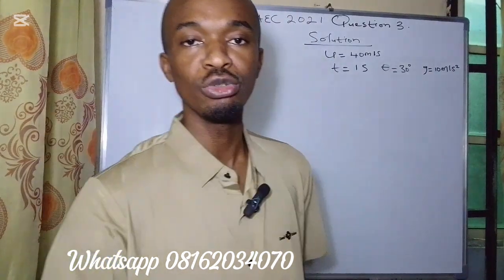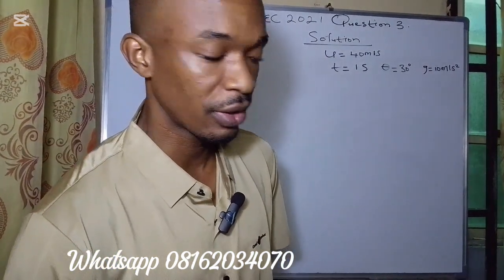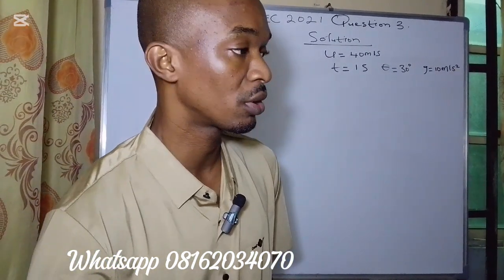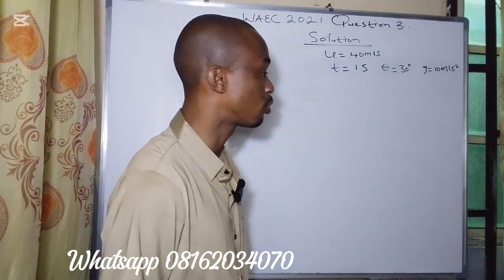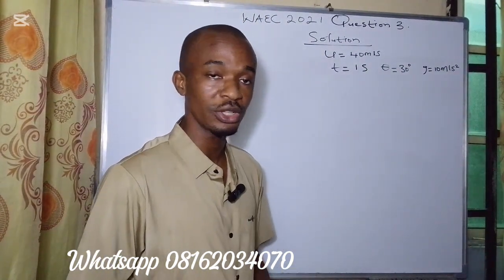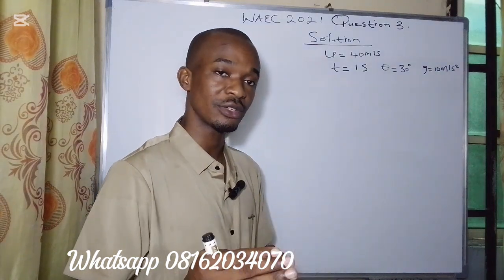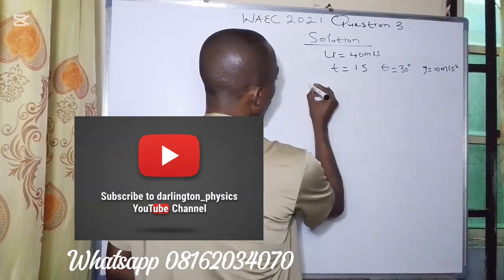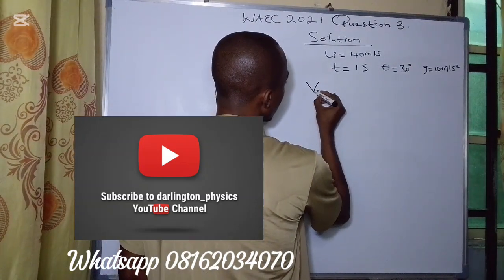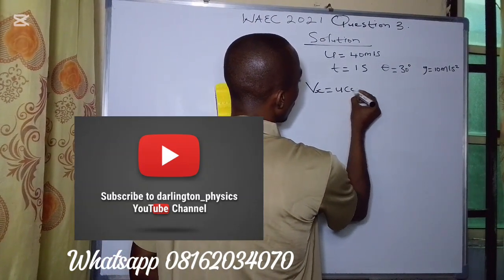So all we need to do is to resolve the velocity into vertical and horizontal components. What I'm saying is that we'll find the resultant velocity at that point. For us to find the resultant velocity at that point, we need to consider the vertical component of velocity and the horizontal component of velocity. The horizontal component of velocity is not changing, and it's given as u cos theta.